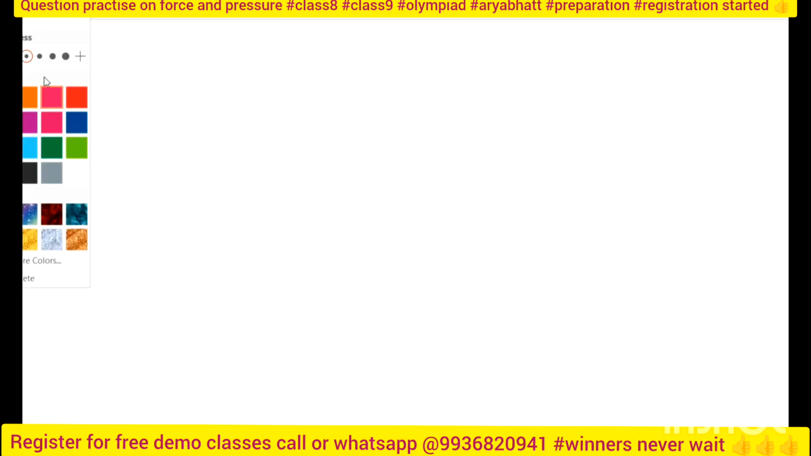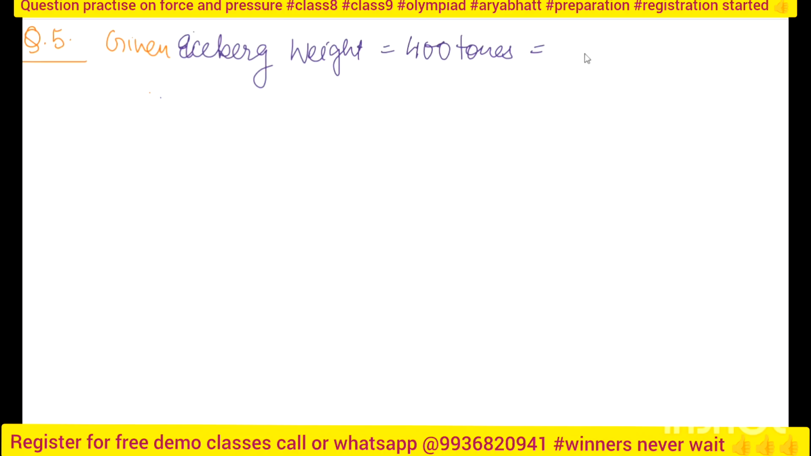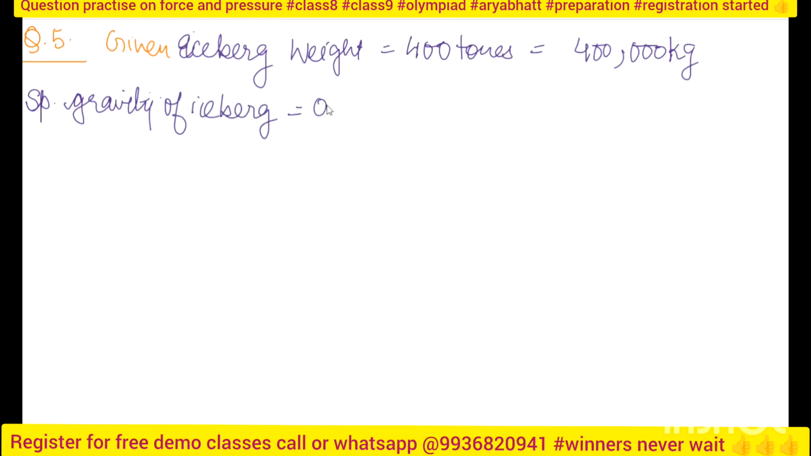Okay, so question number 5. Question number 5 is that we are given an iceberg weight of 400 tons. So how much kg do we have? 400,000 kg. Now they have given one more thing, the specific gravity of the iceberg. What is that? That is 0.92.